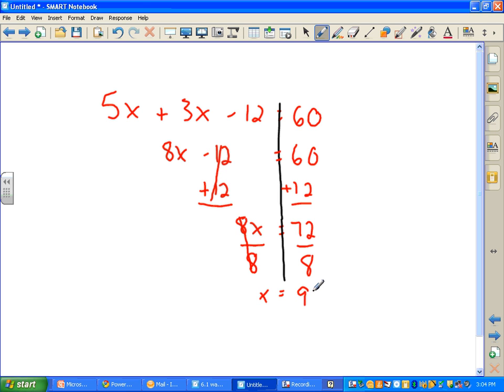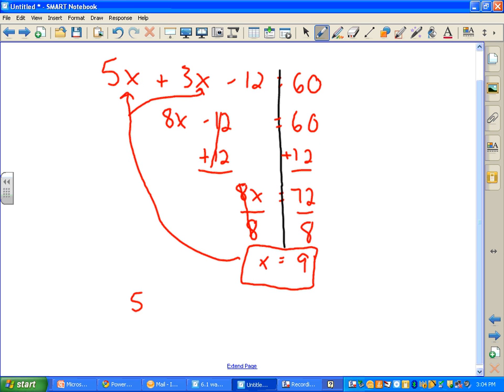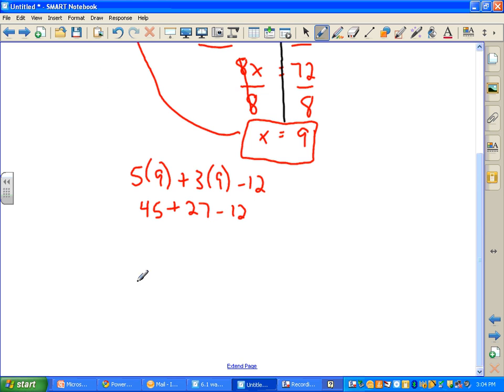So the important thing to remember is when I finish solving an equation, I always have to go back and check it. In order to check this, I'm going to take my answer and plug that back in to the very top, the original equation. I'm going to plug it in place of both the x's up there. So my check is going to be 5 times 9 plus 3 times 9 minus 12. If I have a calculator, I can type all this in one step and I'll have the answer.